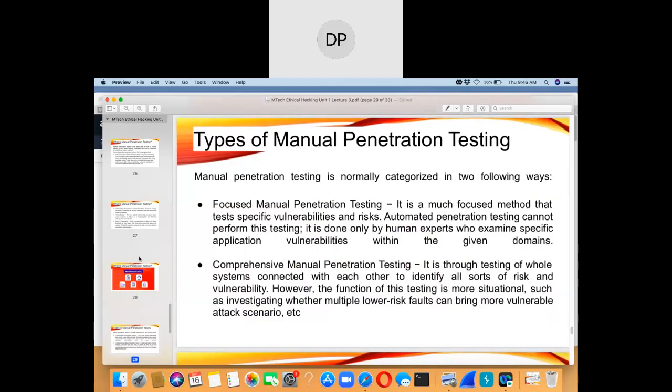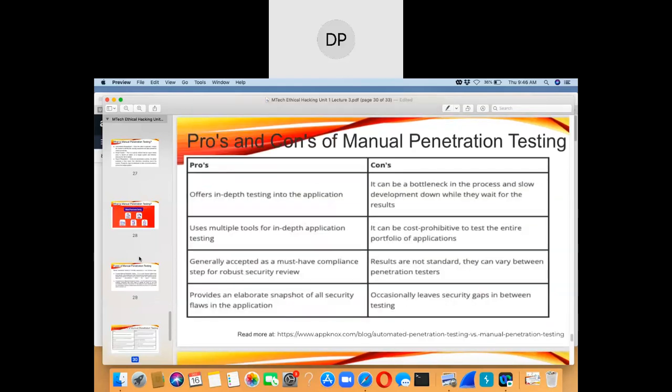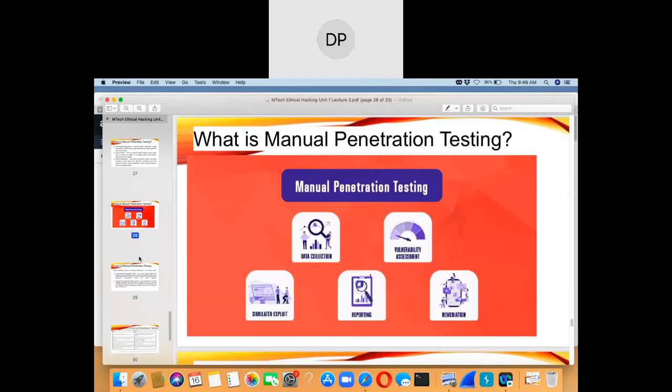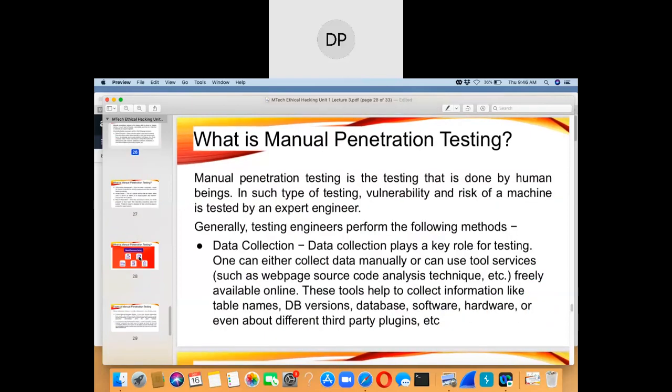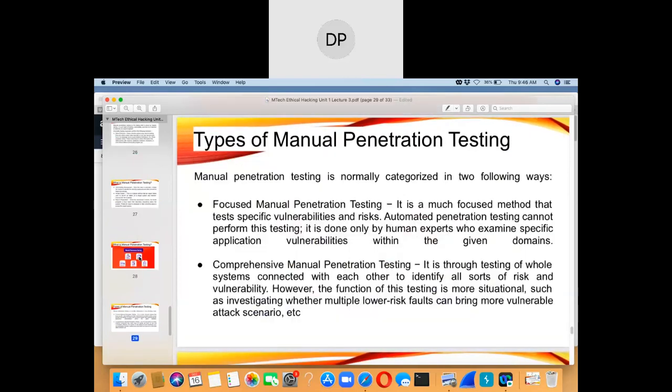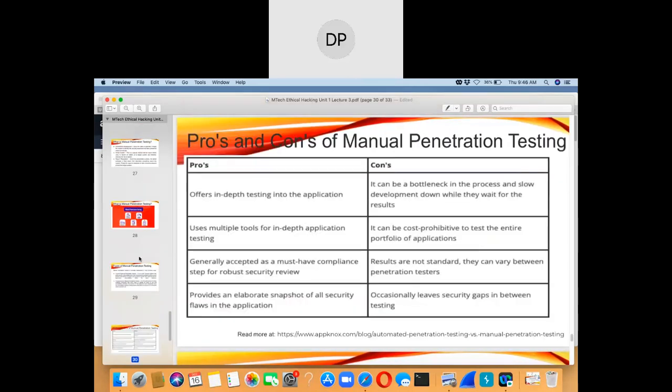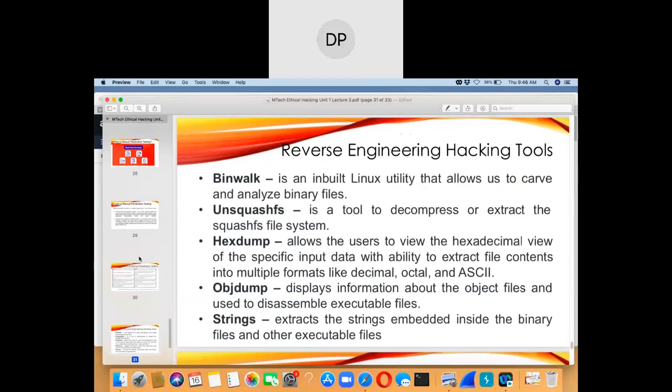So these are the types of manual penetration testing, focused and comprehensive manual testing. These are the pros and cons we should remember. Because if there is a 7-mark question on manual penetration testing, then you should give the definition, all the methods, draw this picture, describe the two types, and then give pros and cons, advantages and disadvantages. And then we should know what reverse engineering hacking tools are. This is not in the syllabus, but we should know.